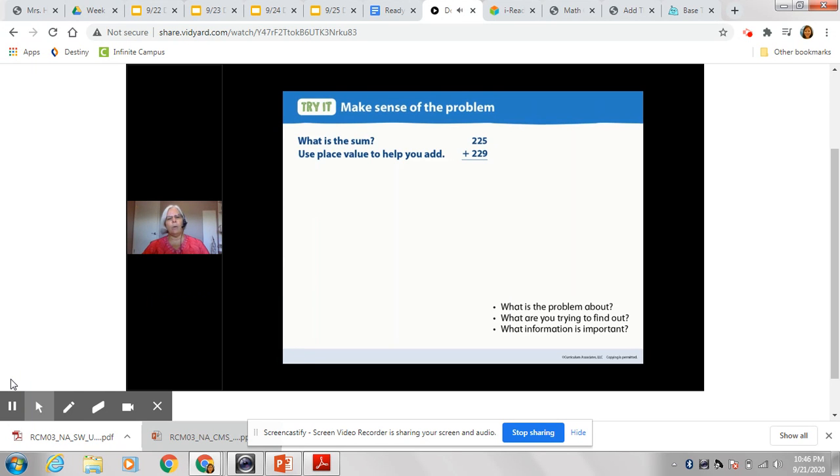What is the problem about? Did you write down that it was about adding numbers or finding the sum? Good thinking. This time when I read the question, I want you to think, what are we trying to find out? What is the sum? Use place value to help you add 225 plus 229. What are we trying to find out? Pause the video and write down your answer. When you are finished, press play.